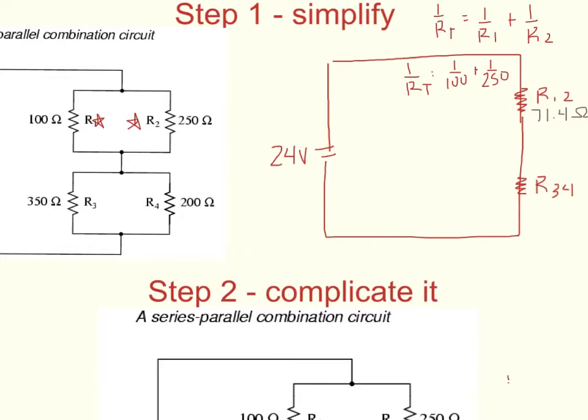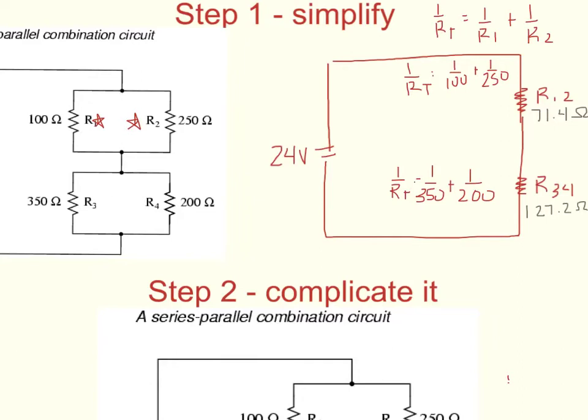We would have to do the same process when looking at resistor 3, 4. So we could come in here and we would put in that 1 over RT equals 1 divided by 350 plus 1 divided by 200. Again, we find that we end up with a very, very small number. It's 0.00785, but that's equal to 1 over RT. That means that RT itself is going to equal 127.2 ohms.